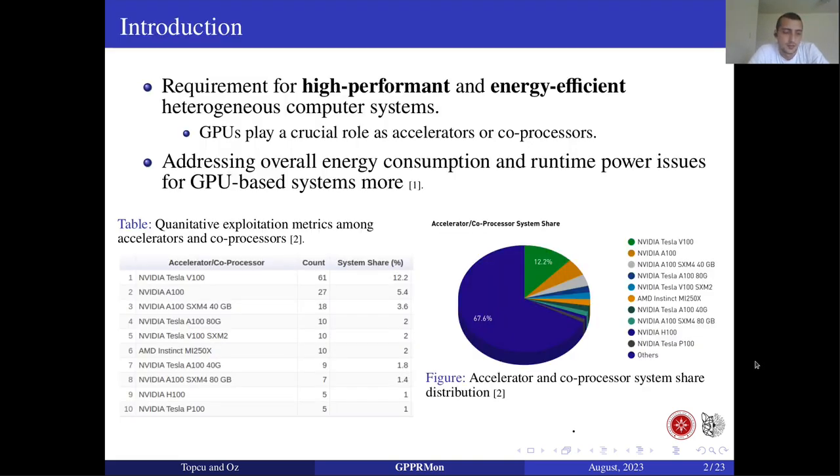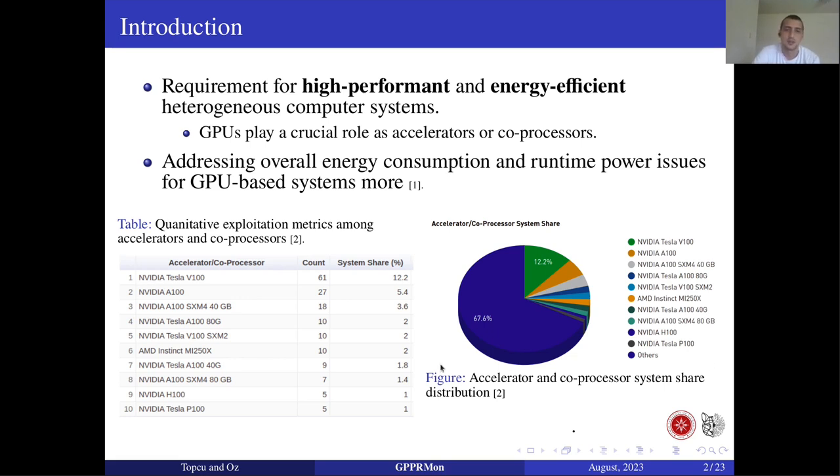As you know, today's data processing tasks require high performance and energy-efficient heterogeneous computer systems, and GPUs play a crucial role in accelerating these systems as an accelerator or coprocessor. And the literature addresses the overall energy consumption and runtime power issues for GPU-based systems more, day by day.